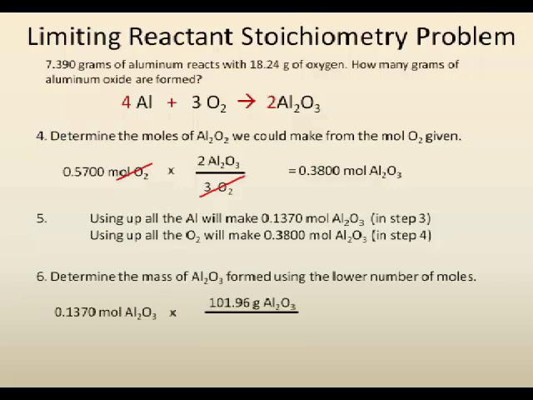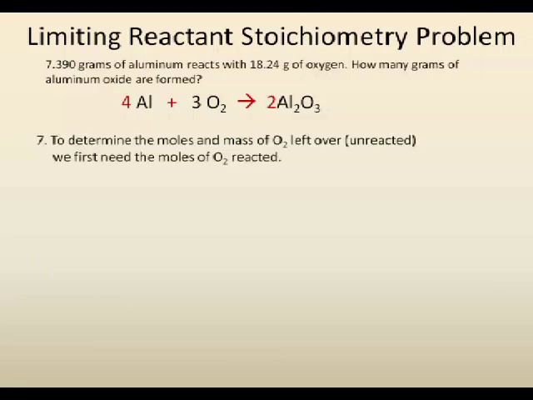Therefore, the limiting reactant is going to be the aluminum. And we're going to make 0.137 moles of aluminum oxide, and so we can calculate that we're going to expect 13.96 grams of aluminum oxide using the stoichiometry like normal.